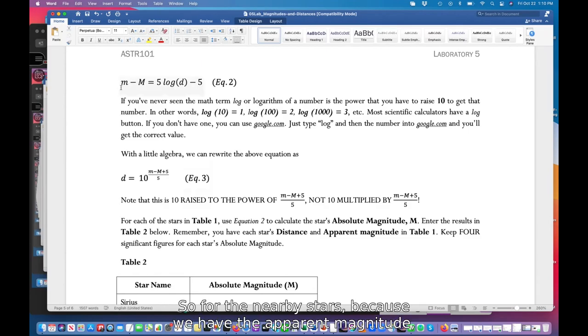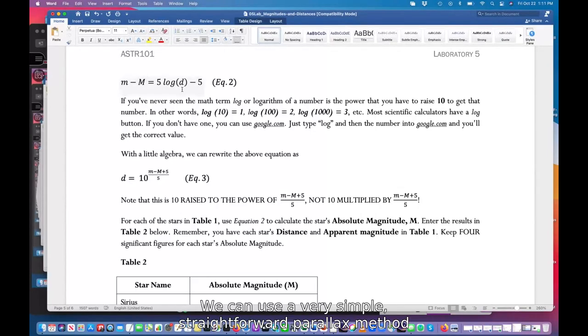So for the nearby stars, because we have the apparent magnitude little m, and we have the distance d, using parallax, we can measure that. These are both measurable, and that's what science is. We measure whatever we can. We don't go around guessing, right? Whatever we can measure, we measure directly. So once you have little m, once you have d, then you can use this formula to figure out the absolute magnitude.